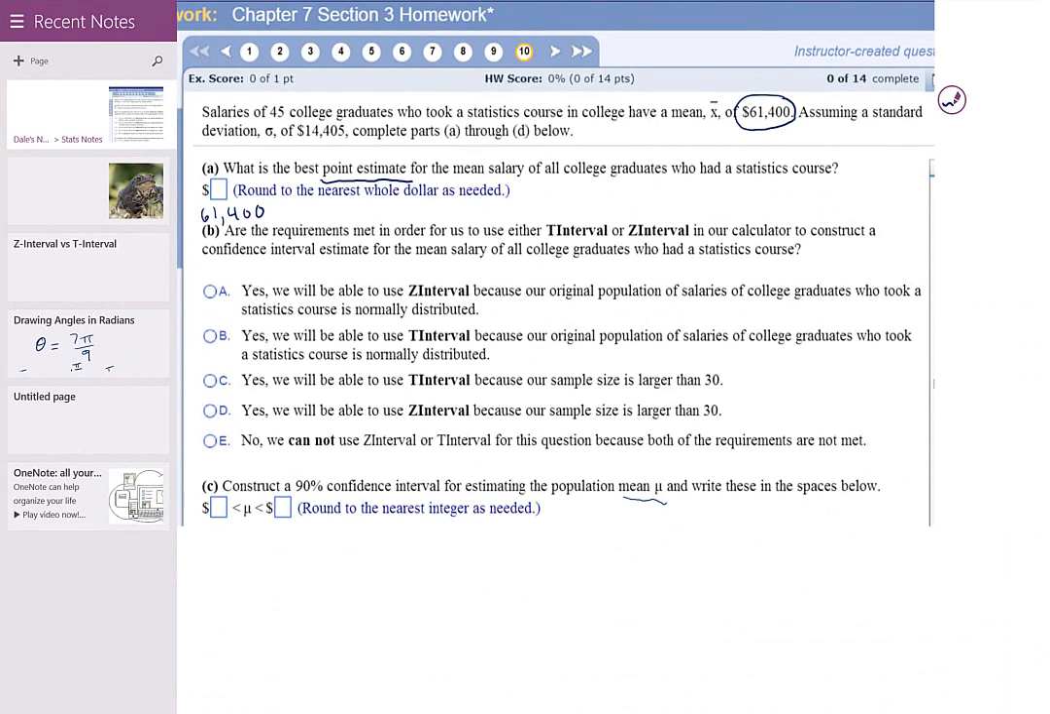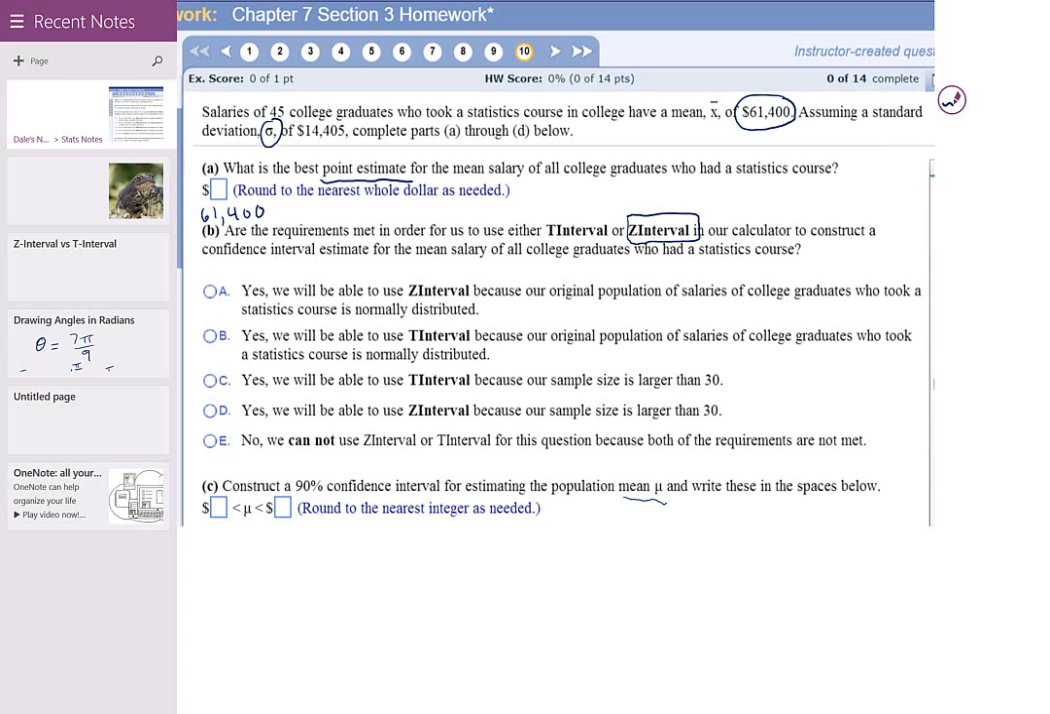The next one is really the question we want to get to about z-interval or t-interval. Are the requirements met in order for us to use either t-interval or z-interval in our calculator to construct a confidence interval? Since we have sigma given in the problem, we're going to be sticking with z-interval. There are a couple of options that say z-interval, so let's read through these. The first one, A, says z-interval because the original population is normally distributed. It says salaries of 45 college graduates who took statistics in college, but it doesn't say anything about the data being normally distributed, or coming from a normally distributed population. So we're not going to pick A.